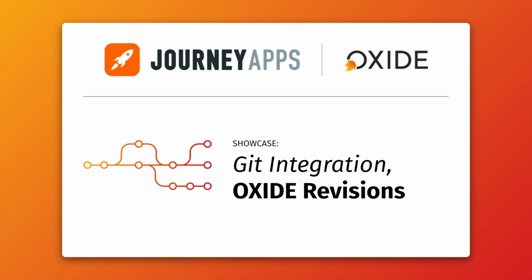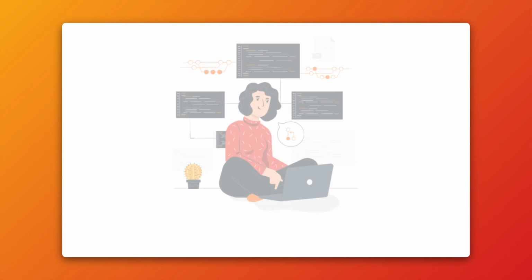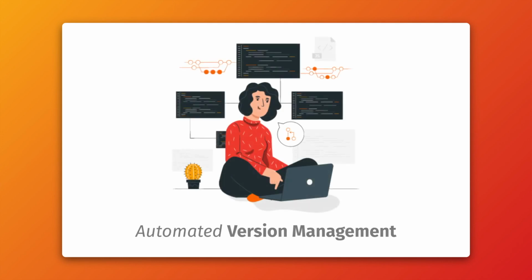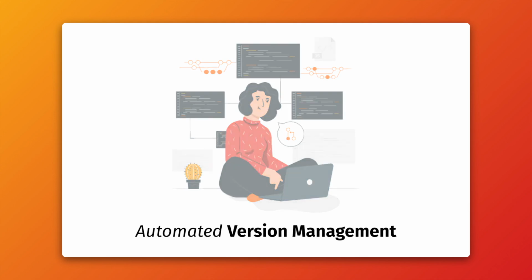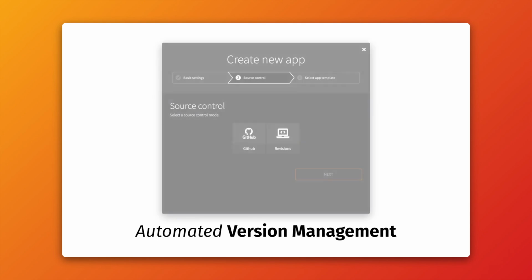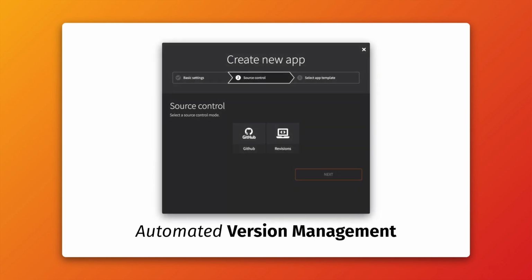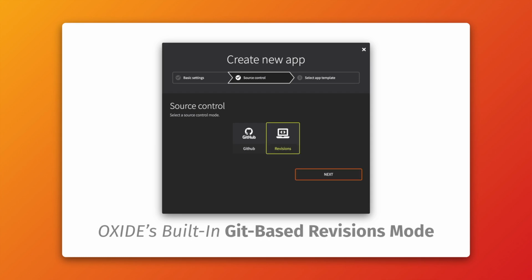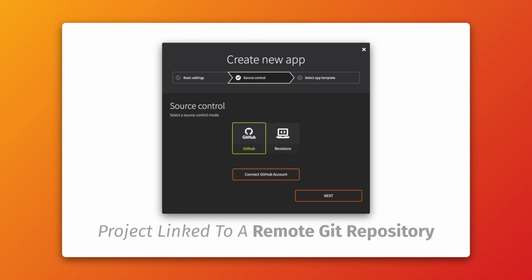In this video, we're going to talk about how Journey Apps automates version management of your code. Keeping track of versions in your codebase at various stages of the development process is a standard practice, and with Journey Apps this is no different. The Journey Apps web-based development environment, OXIDE, allows you to automate this process in one of two ways. Firstly, through OXIDE's built-in git-based revisions mode, and secondly, through linking your app project with a remote Git repository.